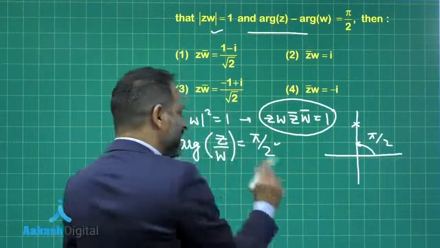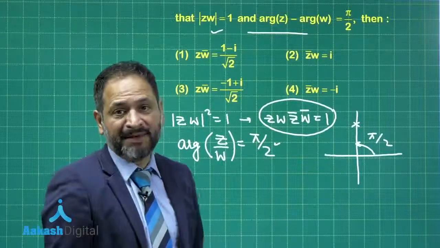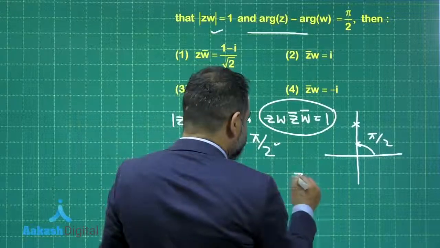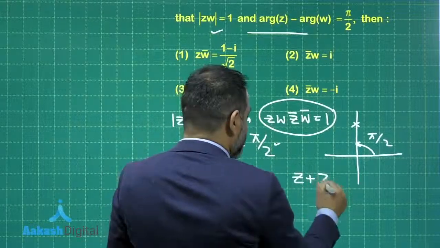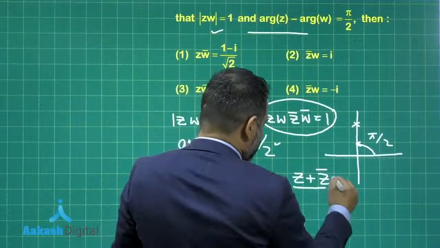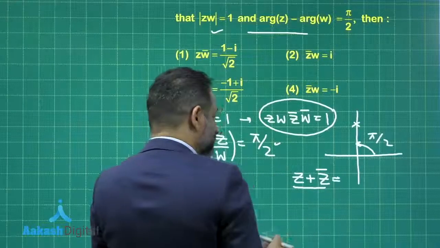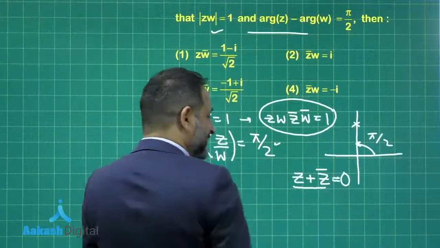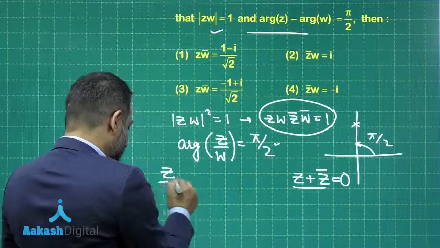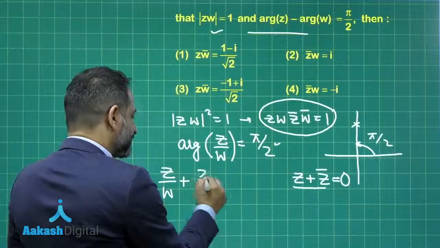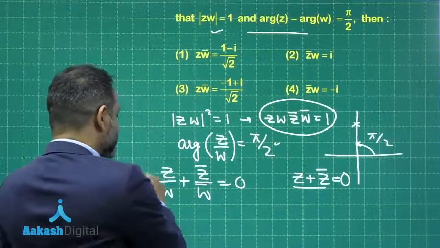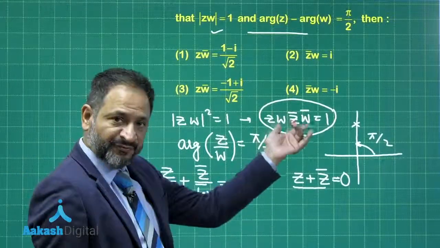That means this complex number is completely imaginary, and if the complex number is completely imaginary, then we know the sum of z plus z conjugate is definitely equal to 0. So what we are going to do here, we are going to apply this result. This is equal to 0. So this is the second relation for us. This was the first one.